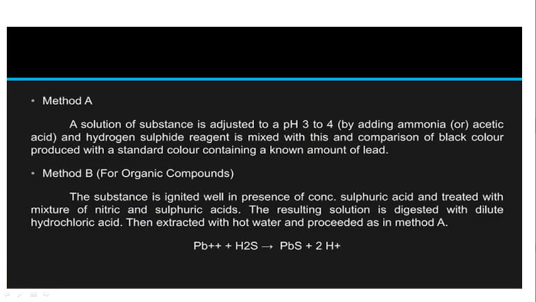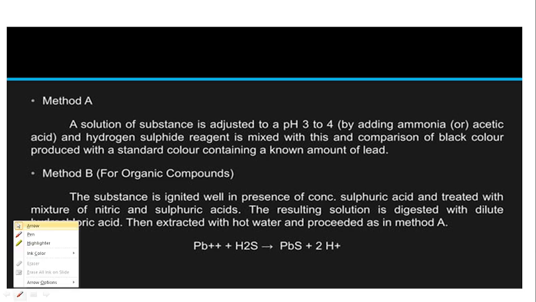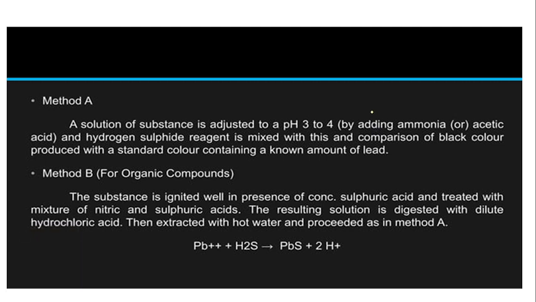So here you can see method A. Solution of a substance is adjusted to pH 3 to 4, because as I already told you, method A and B will provide what? Acidic condition. So acidic pH 3 to 4 is highly acidic. By adding ammonia or acetic acid, the hydrogen sulfide reagent is mixed with this, and the black color produced is compared. See, if after mixing hydrogen sulfide we are getting a dark black color, then it means it is having a large amount of heavy metal. If it is having a brown color, then it is having a trace of heavy metal. So that is the basic difference.